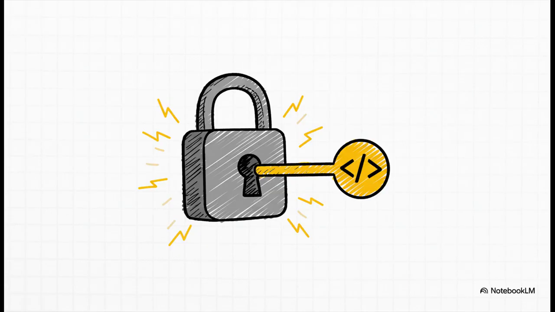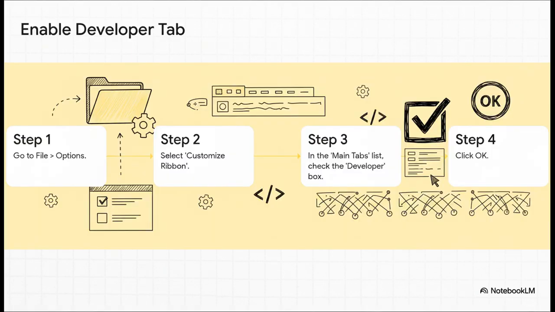Okay, so you're probably wondering, where is this magic record button? Well, to unlock all this power, there's just one tiny thing you have to do first. You need to enable something called the Developer tab. And don't worry, it's super easy. You just pop into File, then Options, find Customize Ribbon, and you'll see a little checkbox next to the word Developer. Just check that box, click OK, and boom! You've just unlocked the entire automation toolkit in Excel. It's a one-time thing, and you'll have it forever.